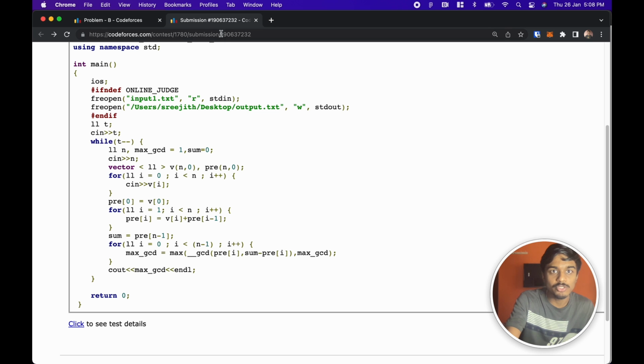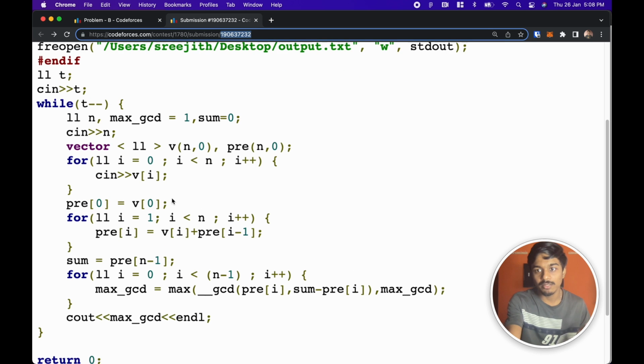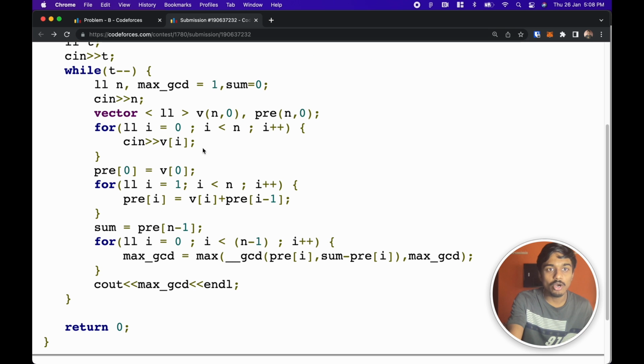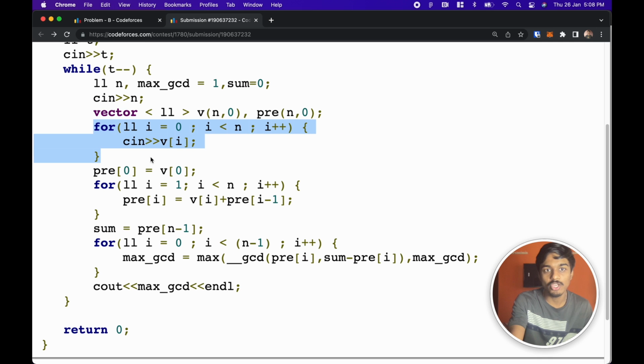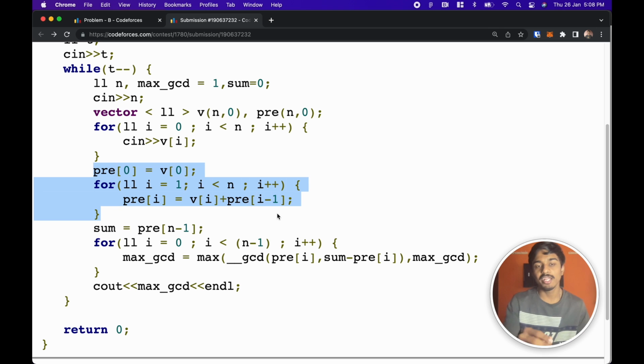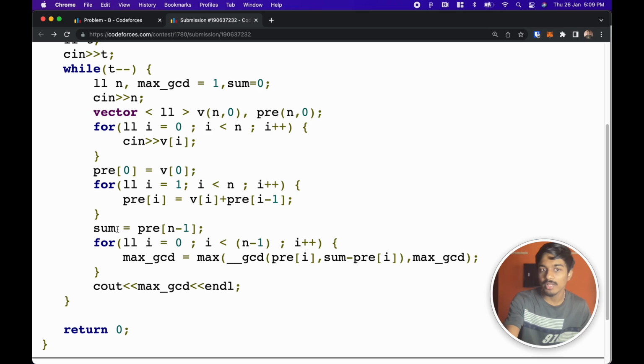So this is the accepted solution here. I'll explain as well. So we are taking all the integers in the array, that is v of i, the vector where I'm storing all the a array. Now we are taking the prefix sum. How are we taking the prefix sum? First number is stored in the prefix, then from i equal to 1 to n, the previous element we keep on adding as sum. Now as I told you, prefix of n minus 1, we are assigning it to sum.